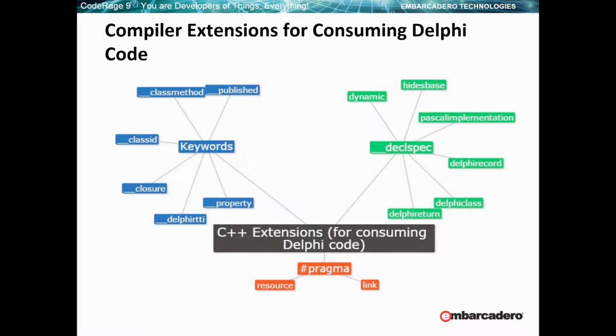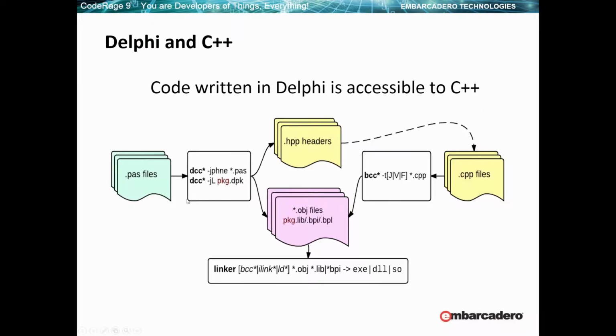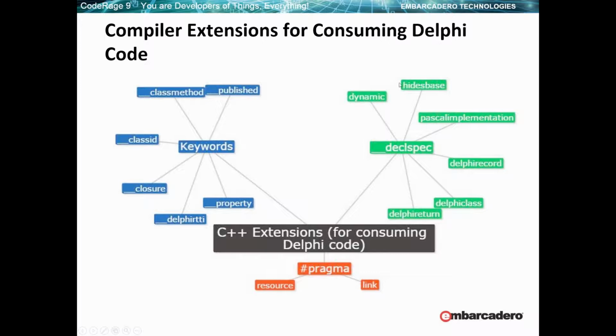So you will see these declspecs show up in the HPPs that I mentioned in the previous slide. When the Delphi compiler is building the Pas file, it generates a bunch of HPP files. Those HPPs will contain a lot of those declspecs: dynamic, hidesbase, pascalimplementation, delphirecord, delphiclass, delphireturn. I can go into the details of what each one does, but that would be outside the scope of this talk. So I'm just going to point them out.